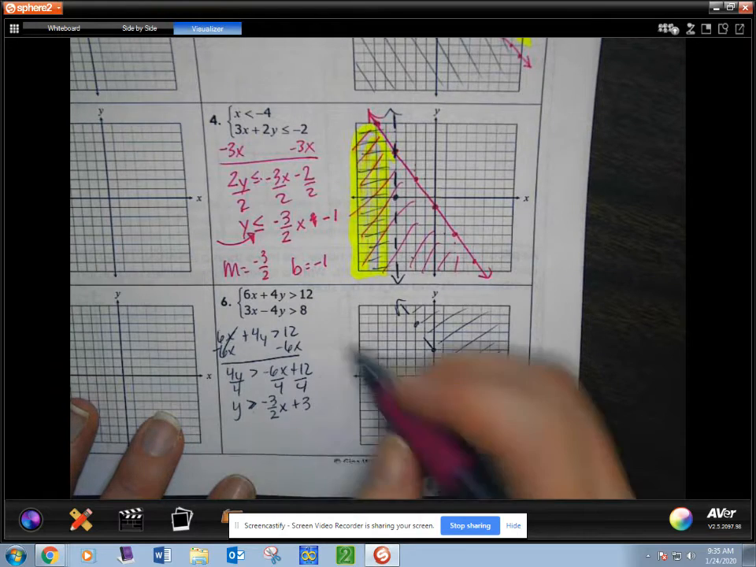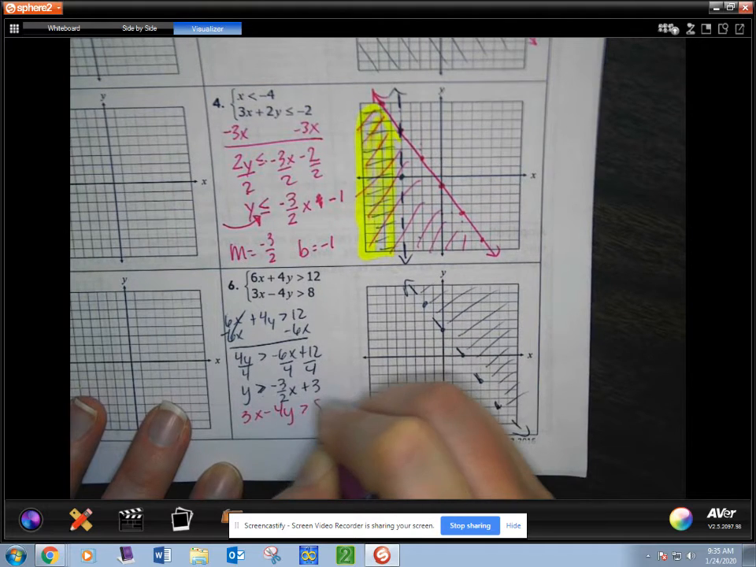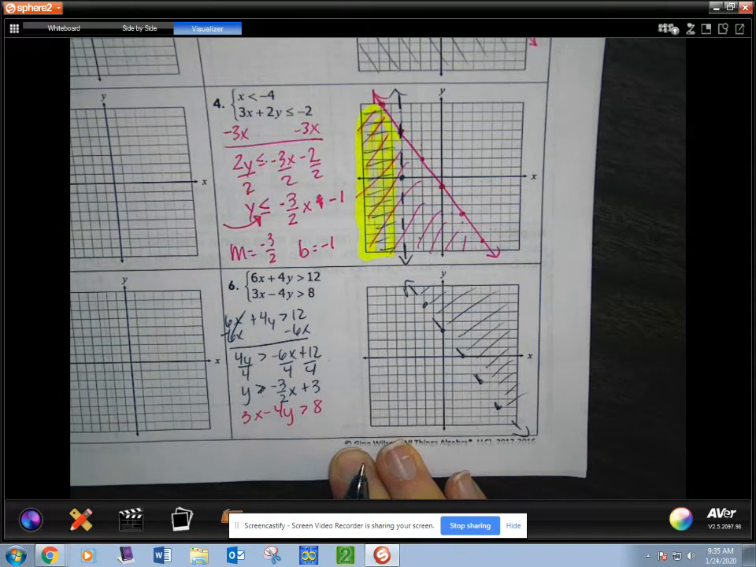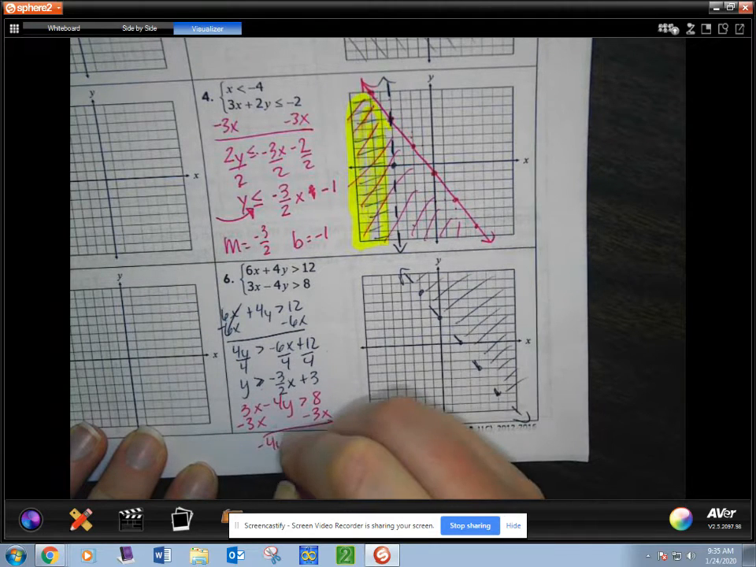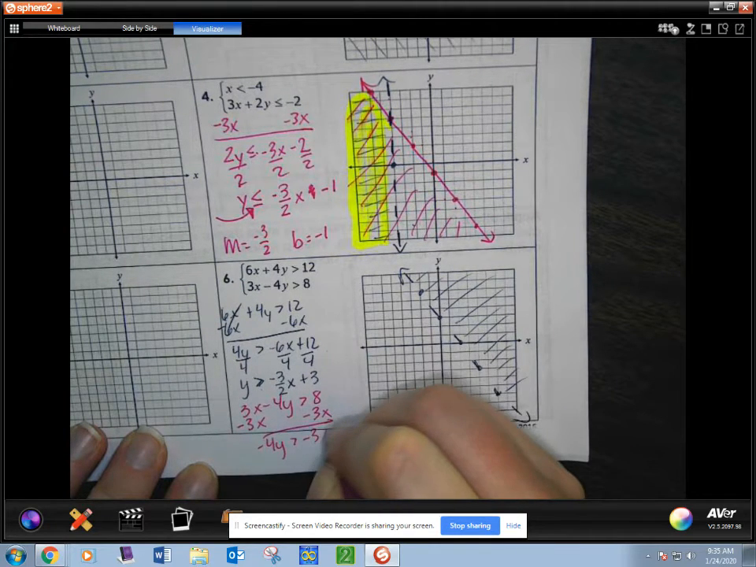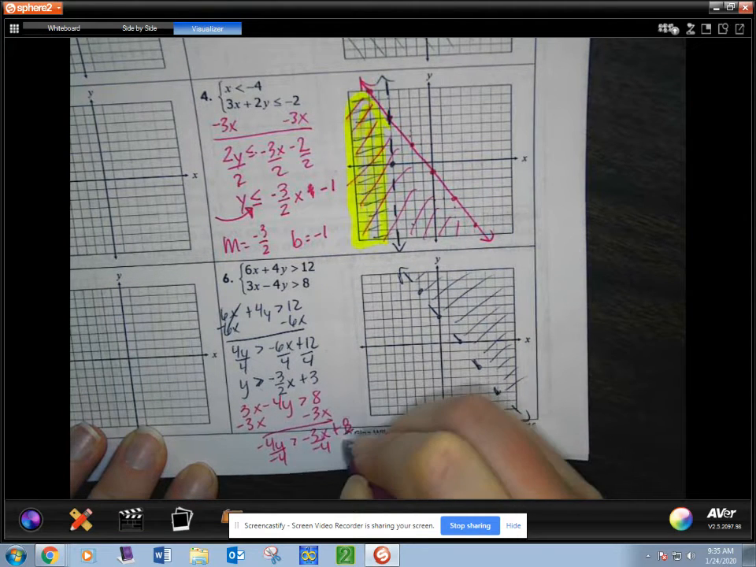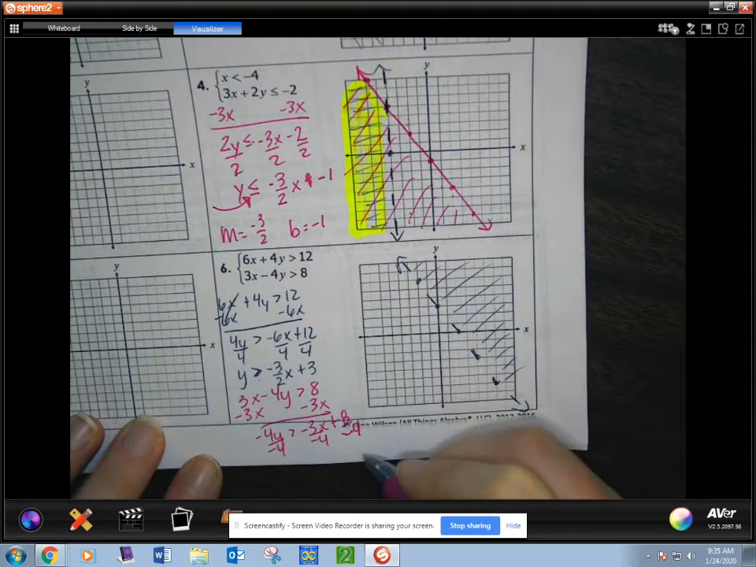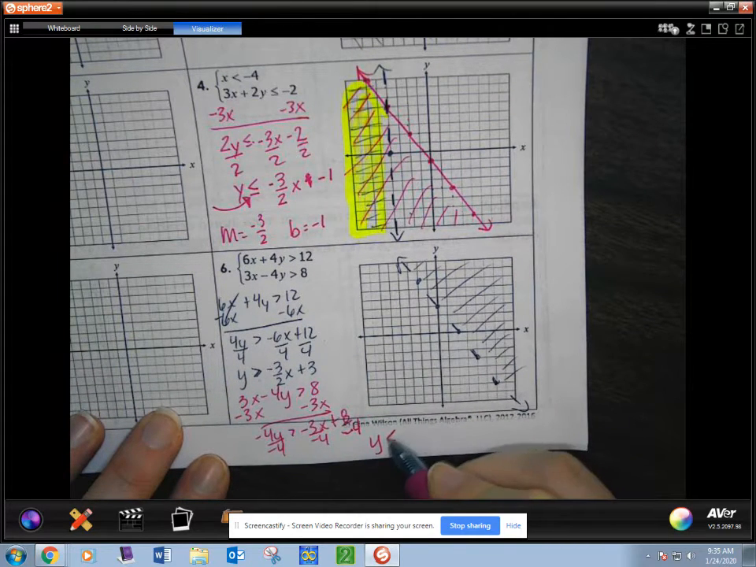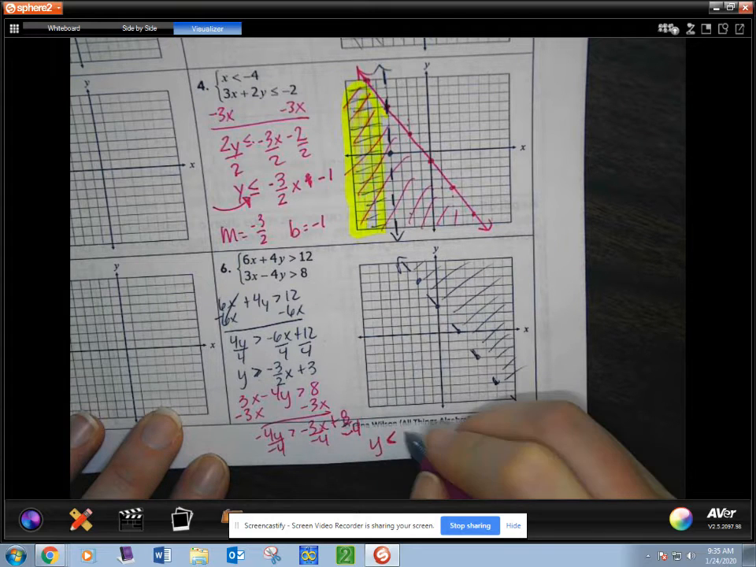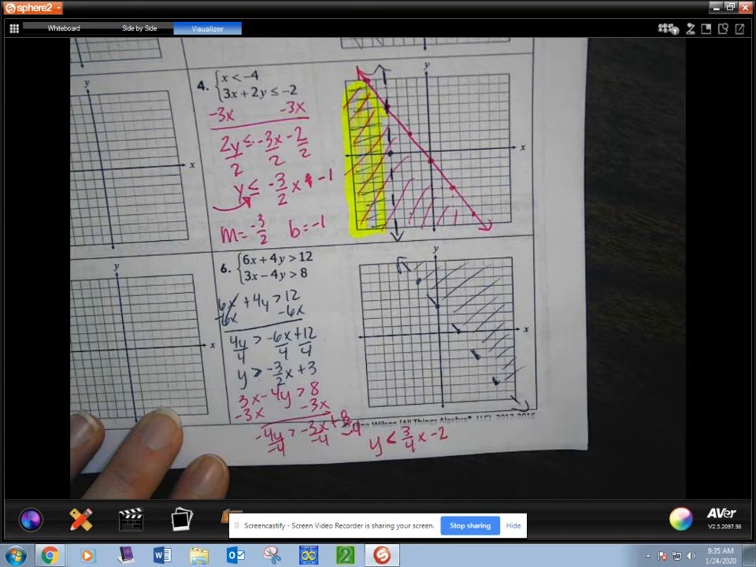And then I'm going to pull my other equation. I have 3x minus 4y greater than 8. And for this equation, we're going to move the x by changing the sign. That gives me negative 4y greater than negative 3x plus 8. And we divide by negative 4. And when I divide by negative 4, I am going to flip the inequality. Negative 3 divided by negative 4 is positive 3/4 x, and 8 divided by negative 4 is negative 2.